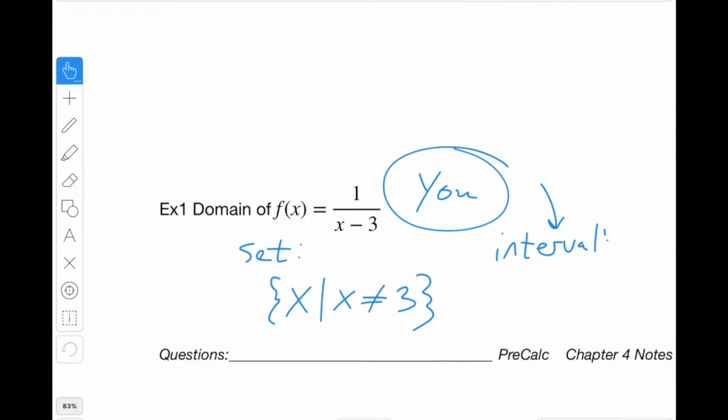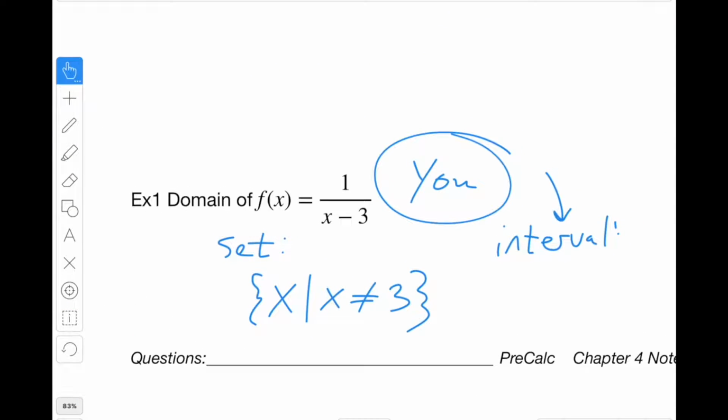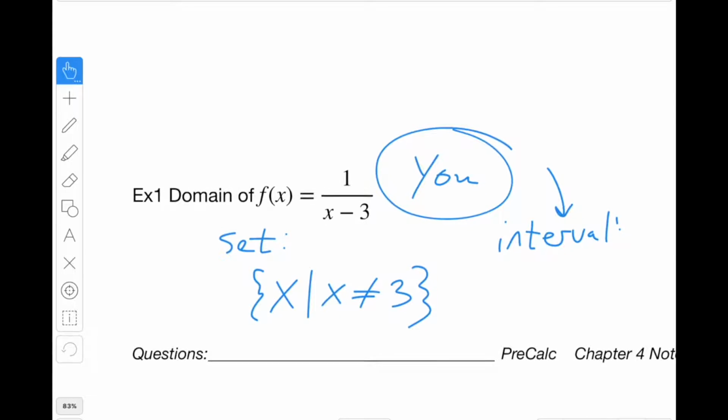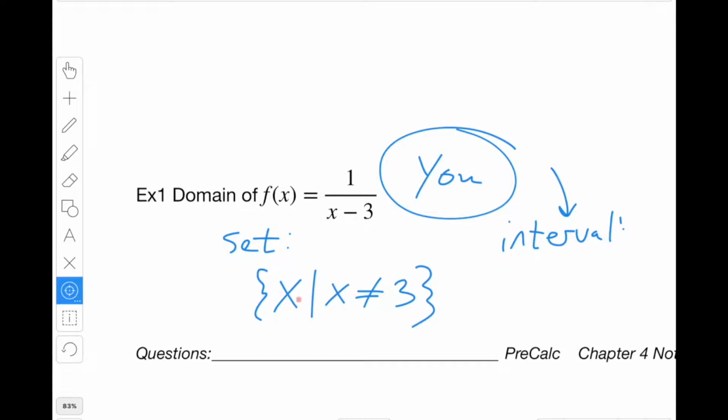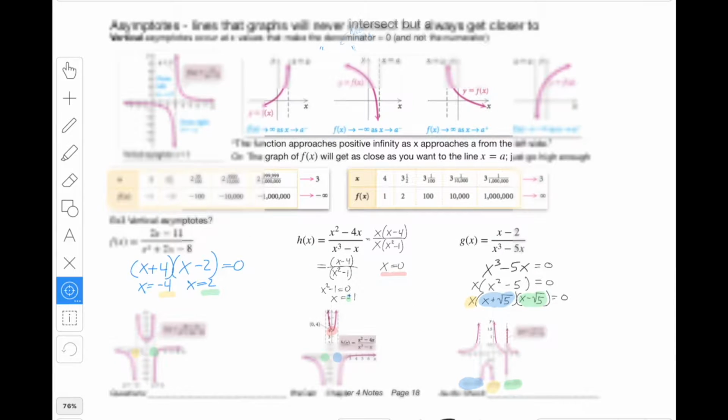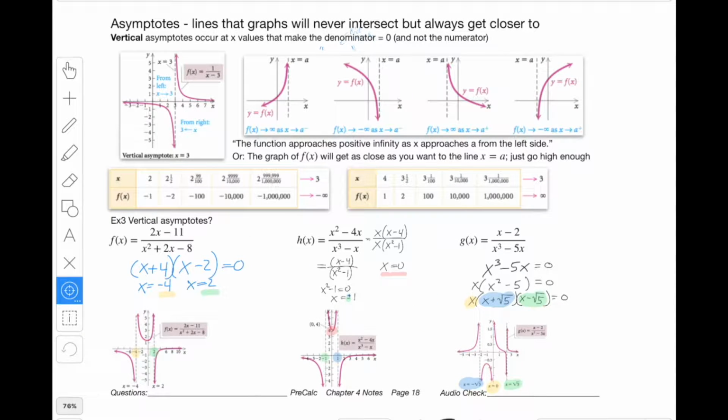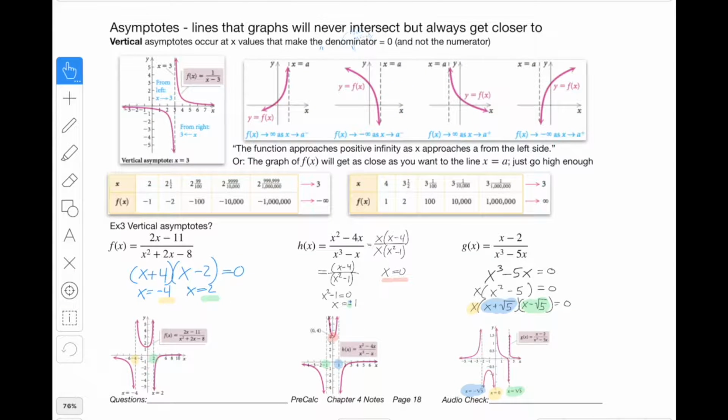So, without even looking at the graph, you could even just do the domain right here, just making sure that x is never equal to 3. That's what the set notation would look like. I want you, right now, to figure out what the interval notation looks like. Pause the video, and then when you're finished, we can resume. So, as I alluded to before, here are asymptotes.